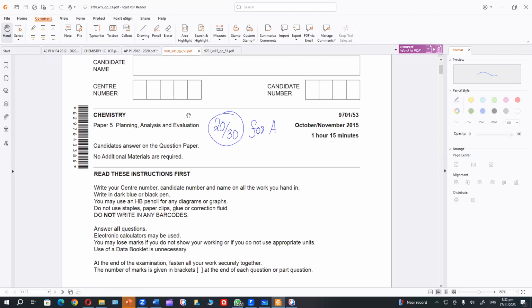Look at the threshold, 20 out of 30 for A. This is October 15, November 15, and paper variant is 53. So please mark the threshold.